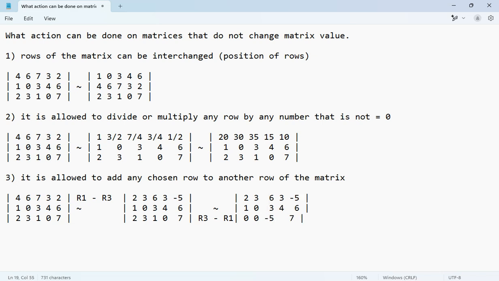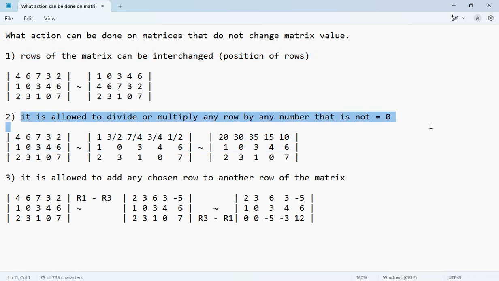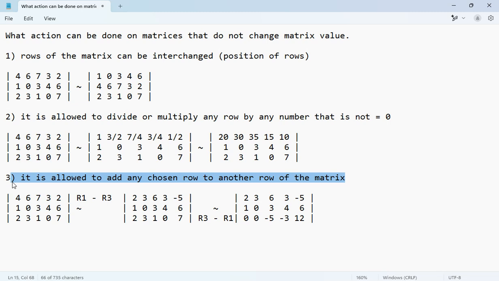Here you'll get minus 3 as you subtract, and here you are going to have 12. And you see those matrices, they are equivalent. Is it understandable? Okay, so this is important to know, that you can do only these 3 actions, and these 3 actions can change the way the matrix looks.